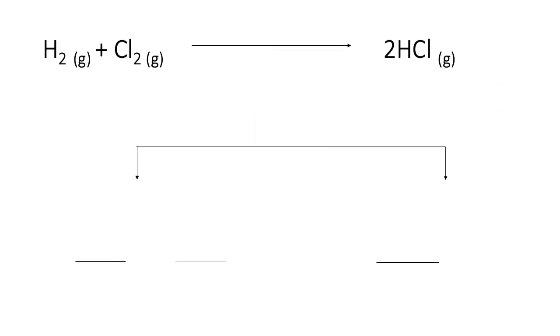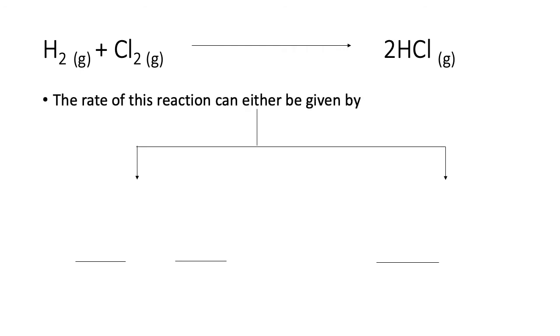Okay, so let's start with a simple chemical process where hydrogen gas is combining with chlorine gas to give us 2HCl, again in gaseous form. What we have to do is write out the rate of this chemical reaction in order to express the speed, the change. And how do we do that?